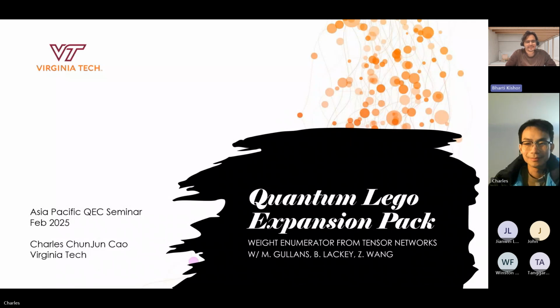Charles has done lots of work in different areas, including quantum error correction, quantum gravity, and quantum information. He did his PhD at Caltech, and then he was a Hartree Fellow at the University of Maryland, and then he had a short stint at Caltech, and then he joined Virginia Tech as assistant professor. He has been working on all these exciting things, and today he is going to talk about his work.